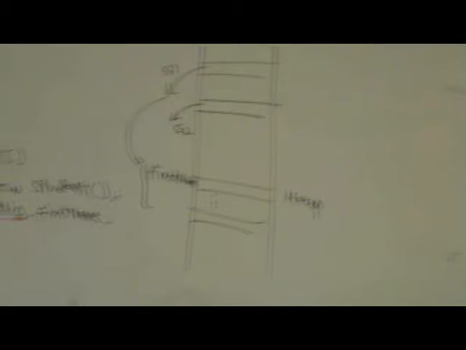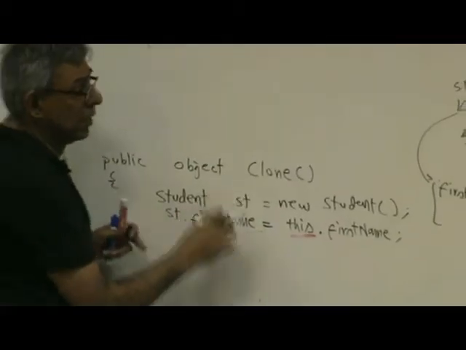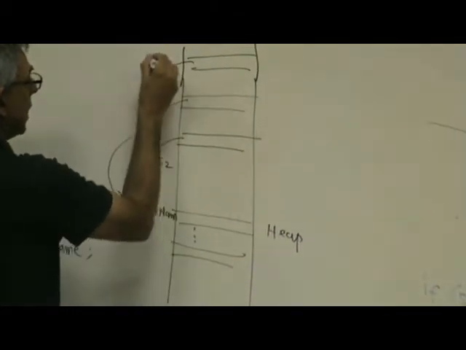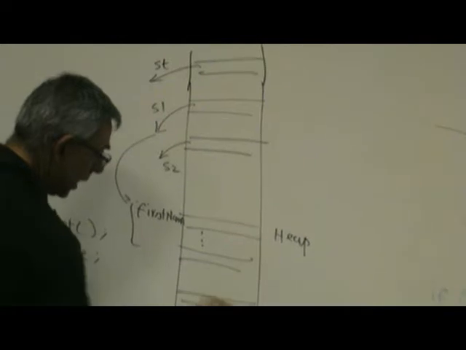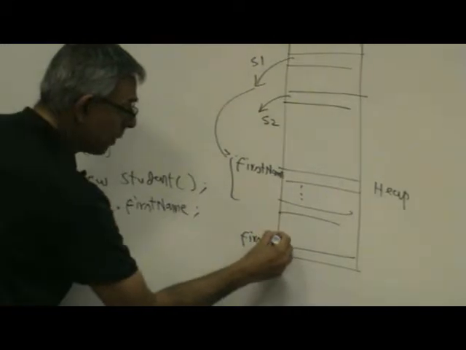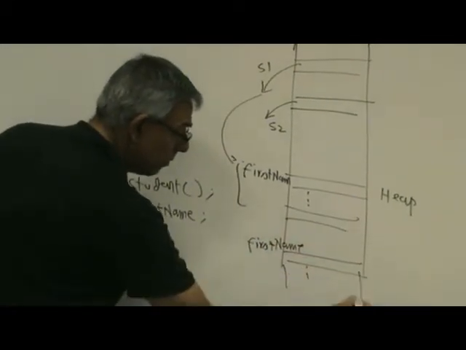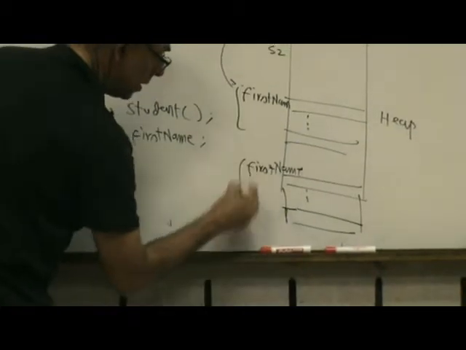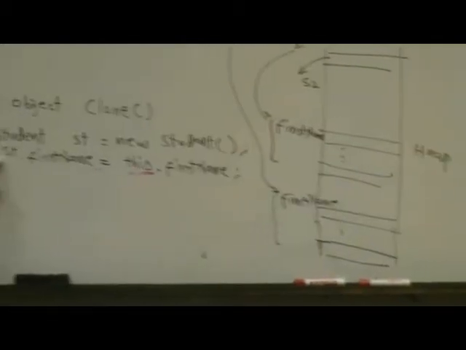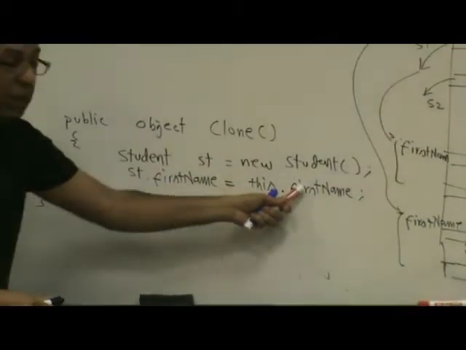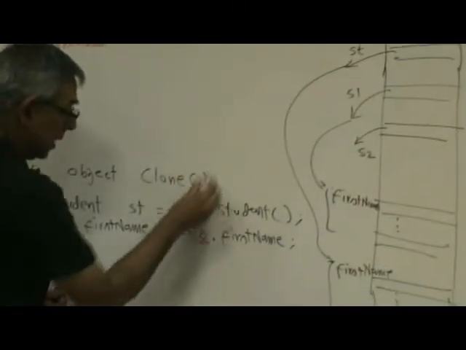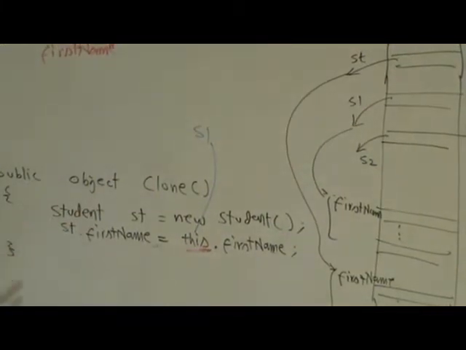What did we do in S1 in the clone? We created a new student. So we created ST, and let's pretend this is the first name. Because we said new student, right? So we'll allocate completely new memory for first name and so on. Okay, so now ST is pointing over here. Okay, so now once we say st.firstName equal to this.firstName, we triggered this through S1. So this is really the S1's first name.